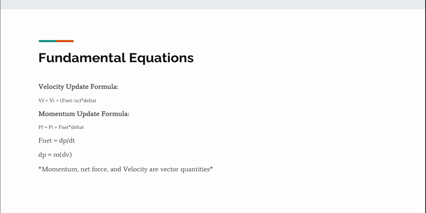As you can see, the velocity update formula states that the final velocity is equal to the initial velocity plus the net force divided by mass times delta t. The momentum update formula states that the final momentum is equal to the initial momentum plus the net force times the change in time. An important concept to remember is that momentum, velocity, and net force are vector quantities, meaning they have both direction and magnitude.